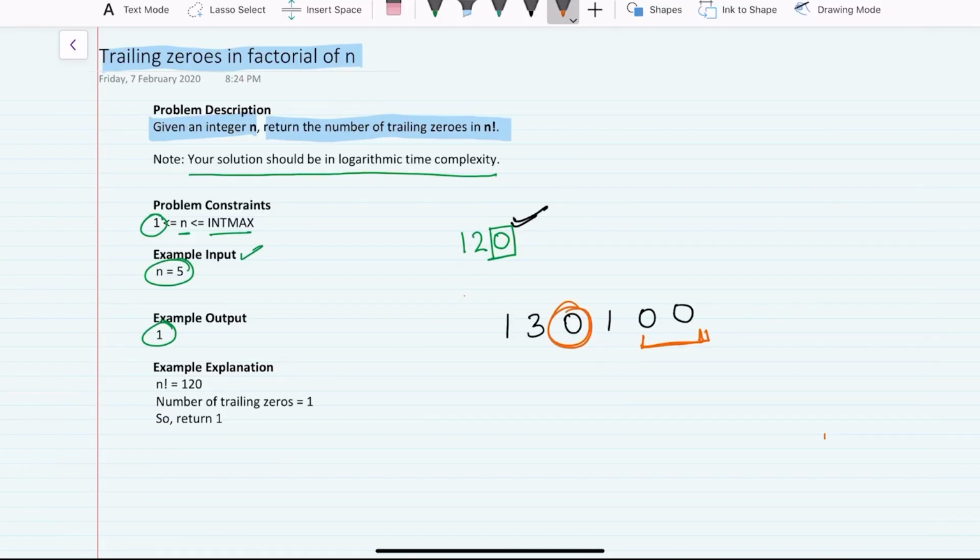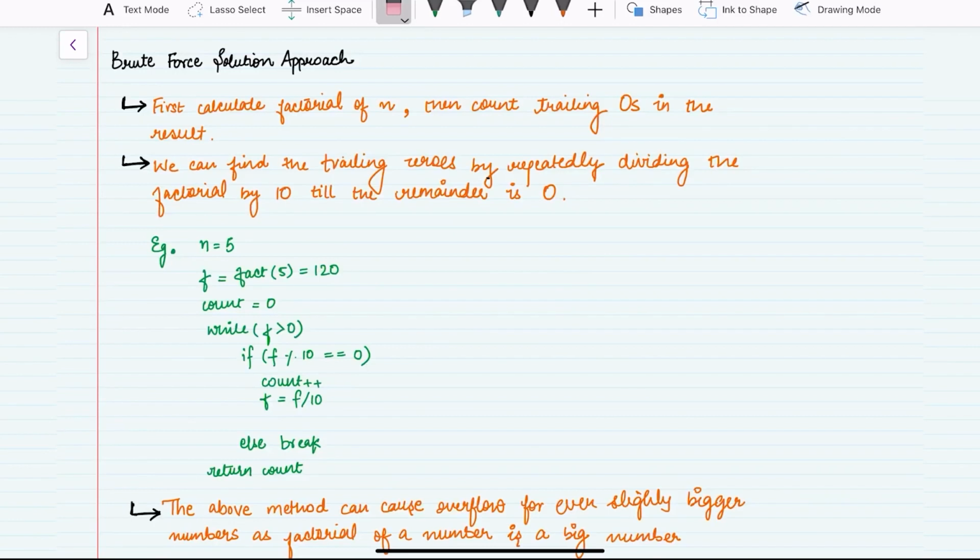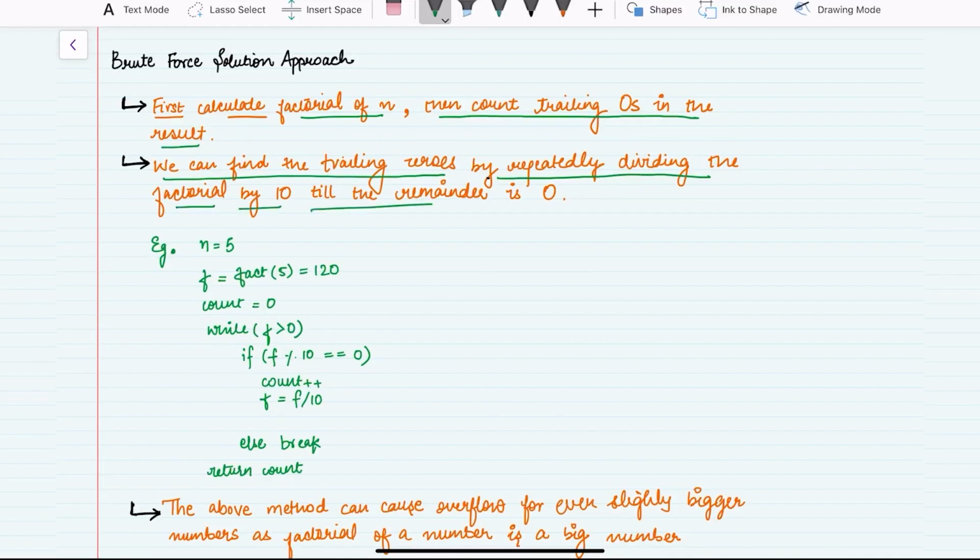Let's see how we can approach this problem. The brute force solution is that first we calculate the factorial of n and then count trailing zeros in the result. We can find the trailing zeros by repeatedly dividing the factorial by 10 till the remainder is not 0.